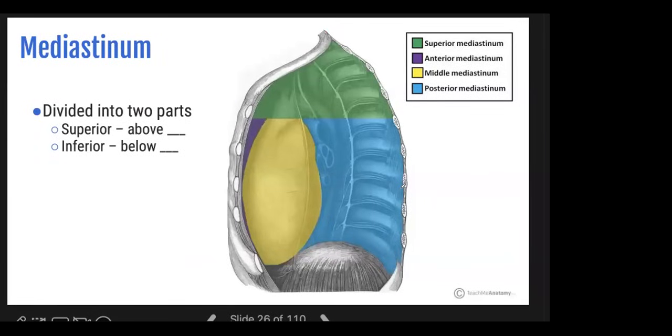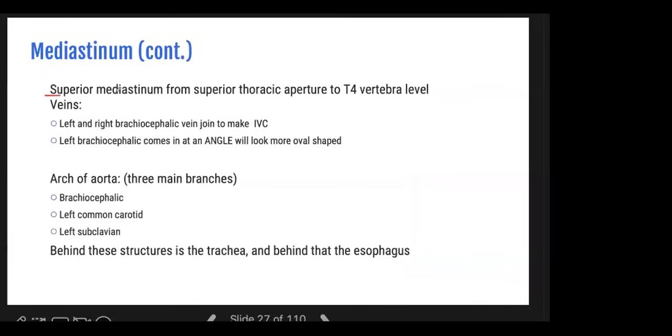Okay, now moving on to the mediastinum. So the mediastinum is divided into two parts: the superior, which is above the T2 level, and the inferior, which is below T2. We'll talk about superior first. The superior mediastinum is from the thoracic aperture, which is essentially the second intercostal space, or the T4 vertebra, all the way upwards.